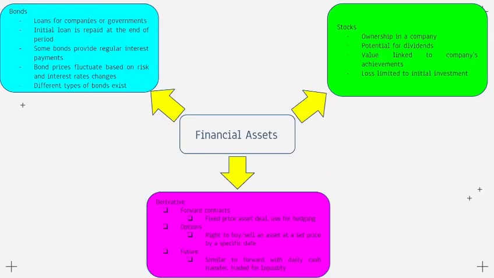There are three types of financial assets, which are bonds, stocks, and also derivatives. Bonds are a type of loan for companies or governments. The initial loan is repaid at the end of the period, and some bonds provide regular interest payments. Bond prices fluctuate based on risk and interest rate changes. There are different types of bonds in the market.